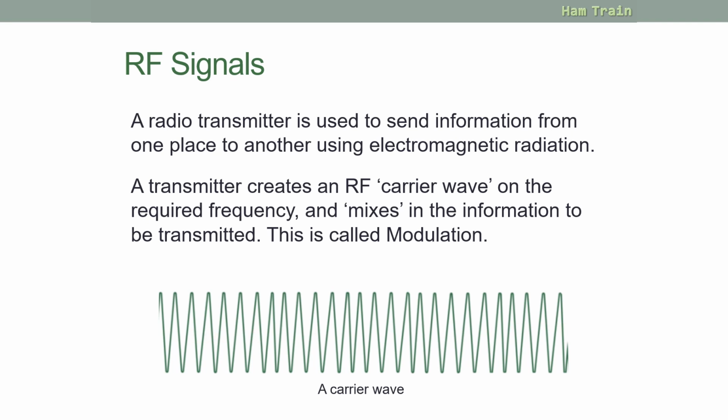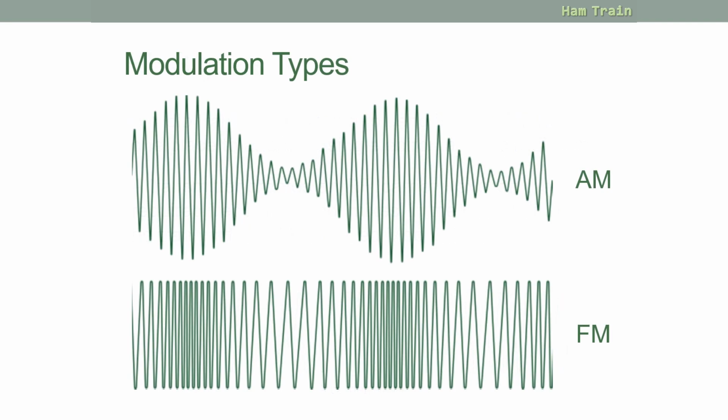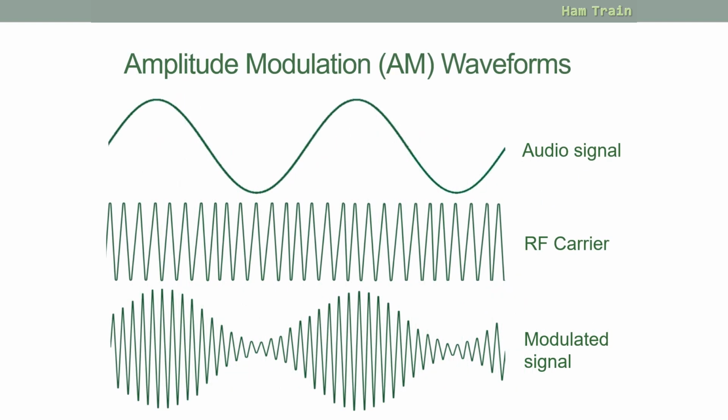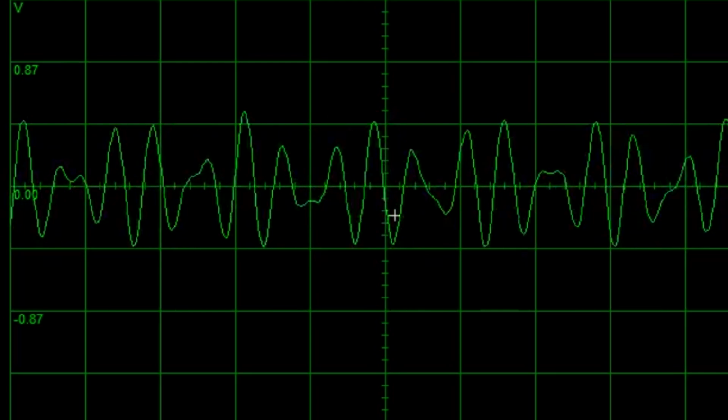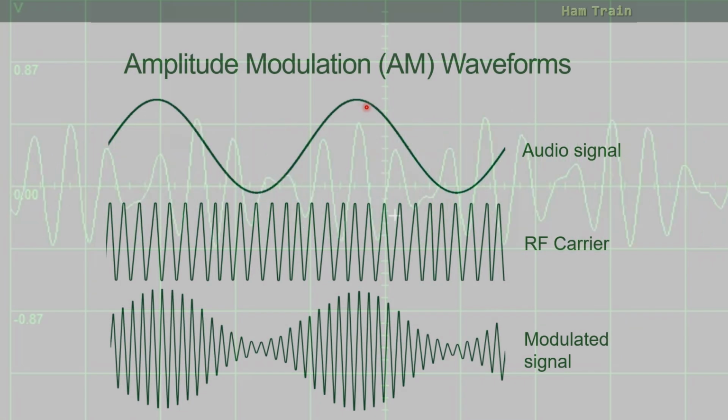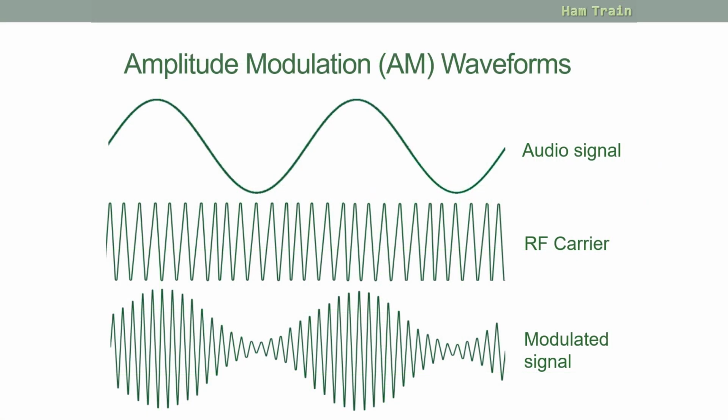There are two types of signal that we need to be concerned with at Foundation: AM, amplitude modulation, and FM, frequency modulation. And we'll look at those in a bit more detail now. First off, let's take amplitude modulation, AM. So let's assume this is our audio signal. This could be some speech. And this is our carrier at the frequency that we want to transmit the signal.